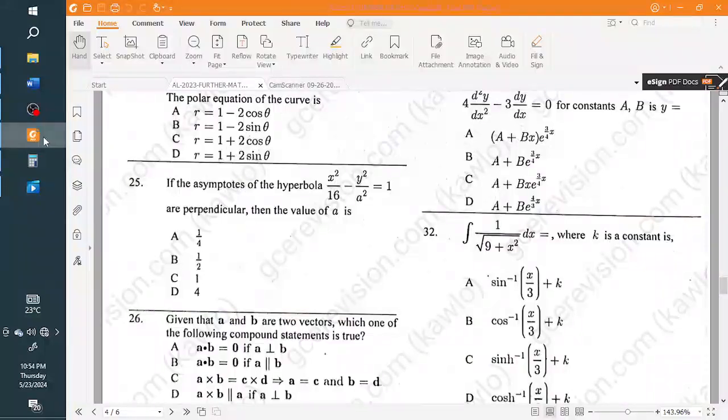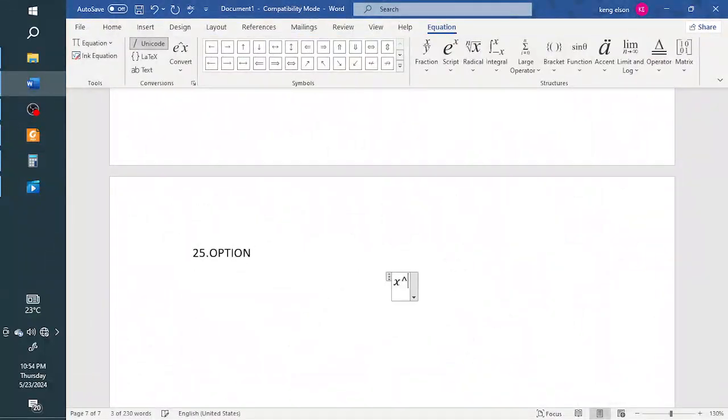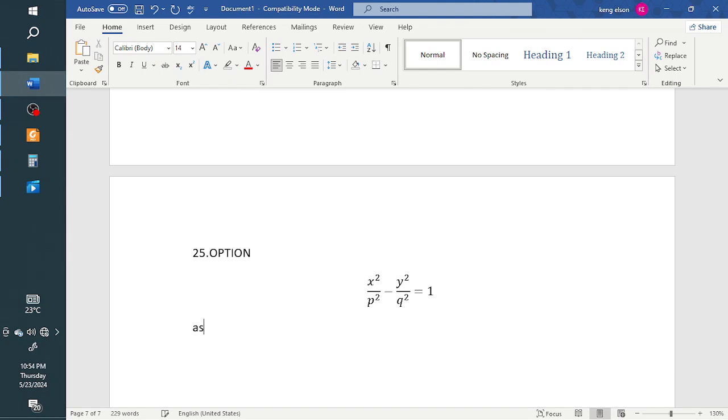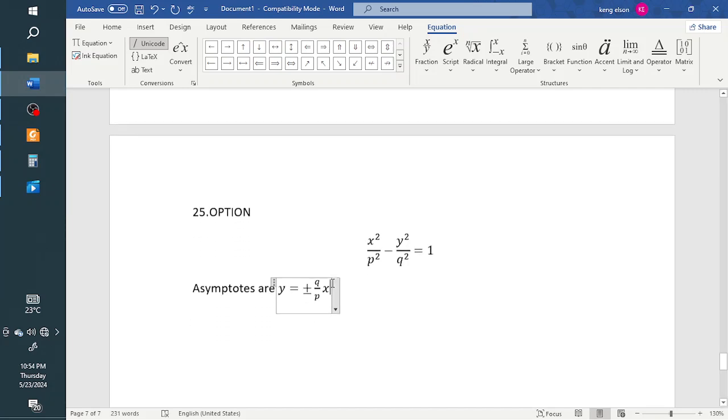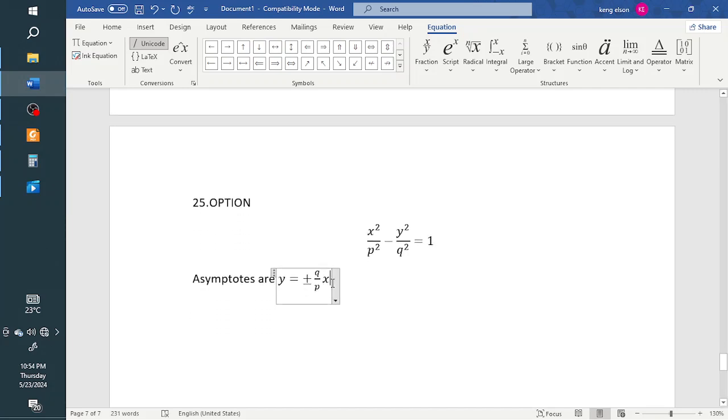So let me just give you a general case. If you have the hyperbola x squared over p squared plus or minus y squared over q squared equal to 1, the asymptotes are y equal to plus or minus q divided by p times x. Here's the definition of the asymptotes.